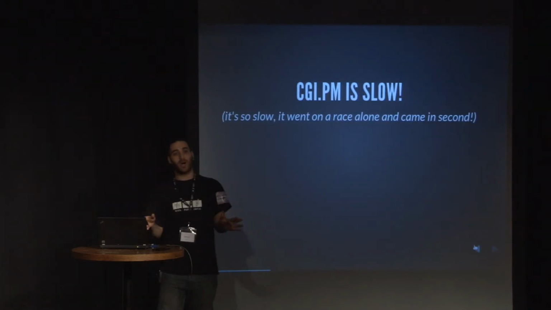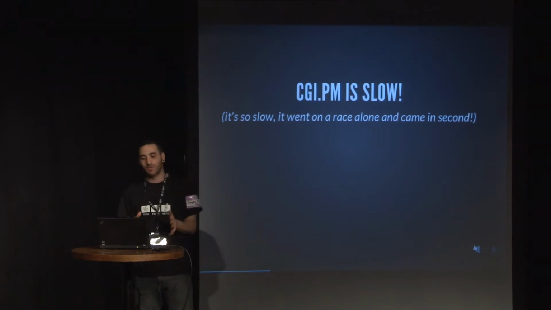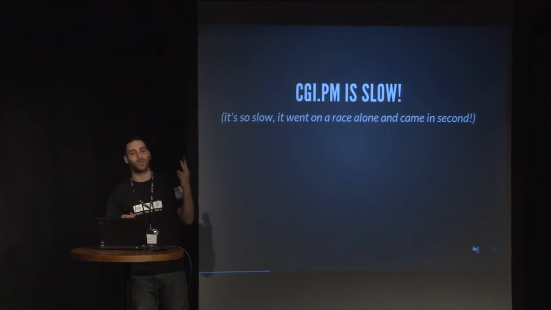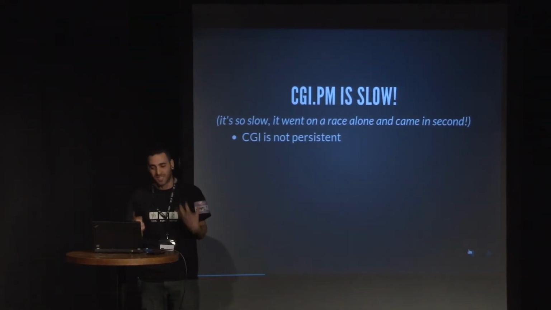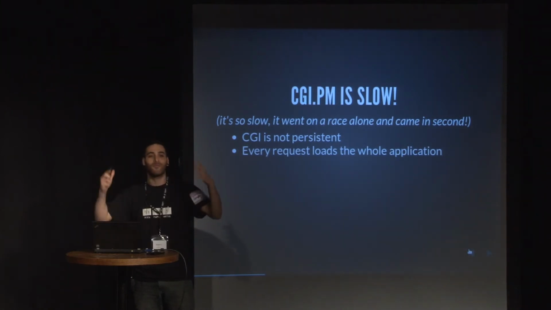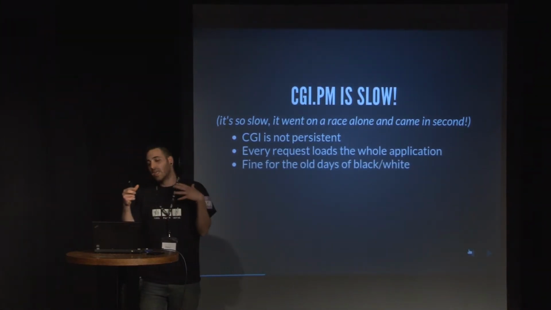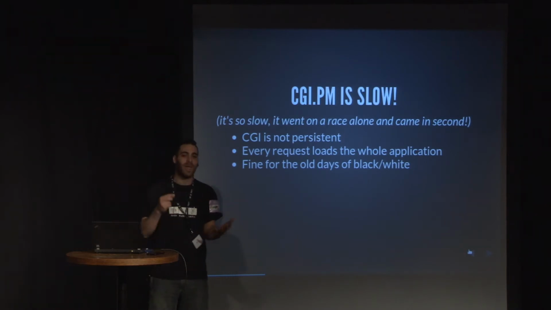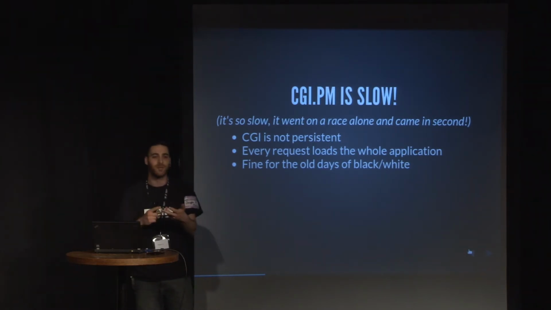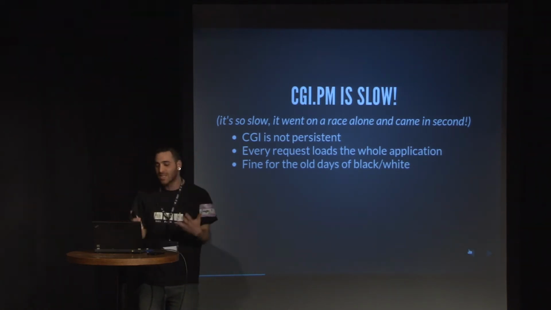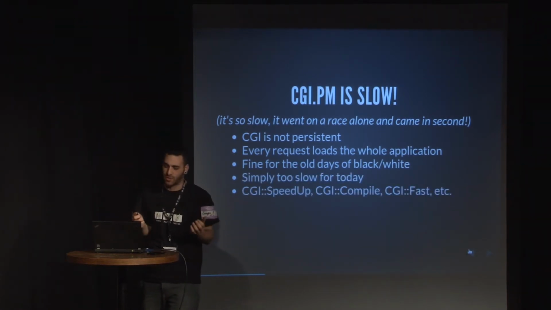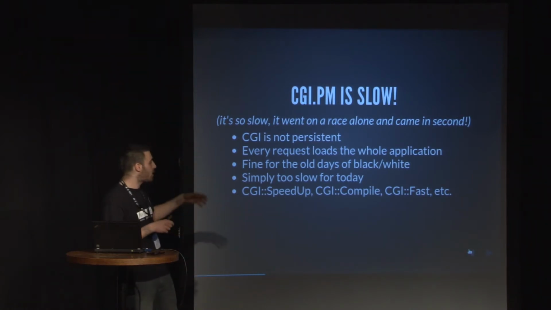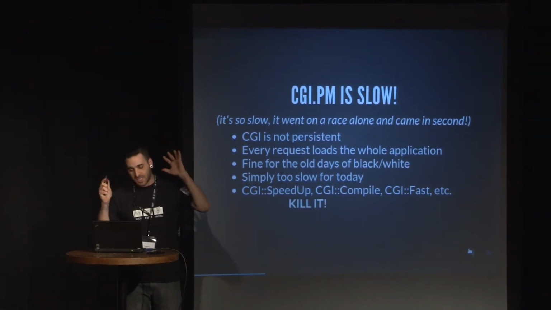So let's start with why it's slow, the first reason. It is so slow, it went on a race alone and came in second. It's very difficult when you're the only person in the race, but it managed to do that. See, the thing is it's not persistent. Every request loads the whole application, which means it was fine for the old days of black and white, but now we have refrigerators, we have color TV, we have chairs, a ton of things that we didn't have back then, and we should stop using something that is so slow and stupid. It's too slow for today. And people try to fix it with CGI::Speedup and CGI::Compile and CGI::Fast, and just kill it already, okay?